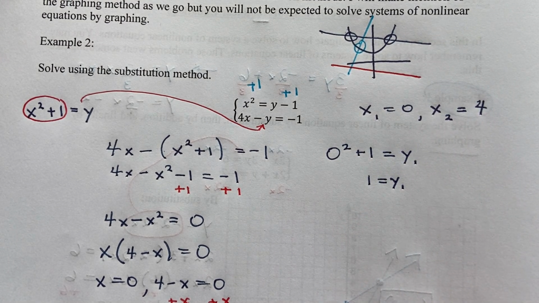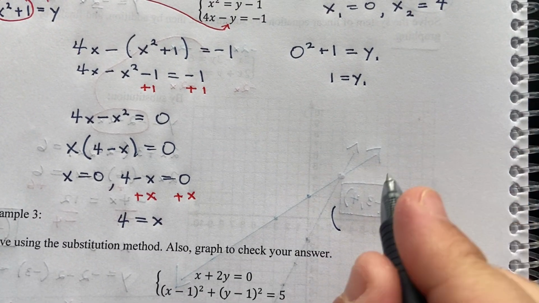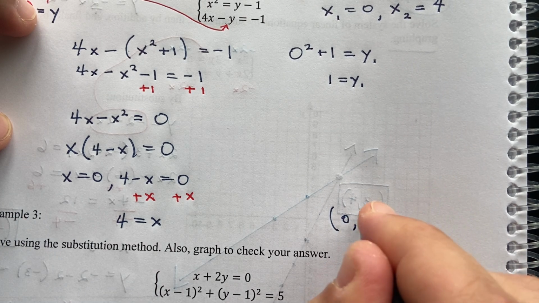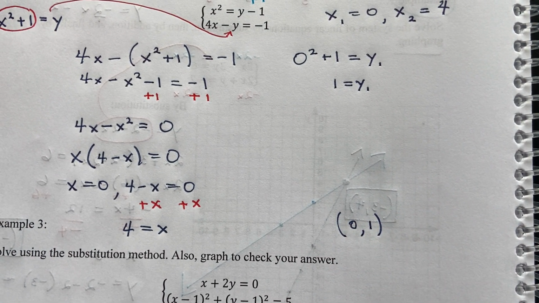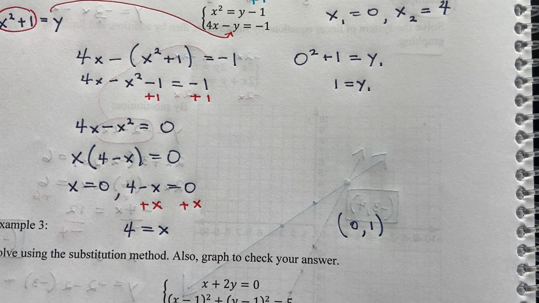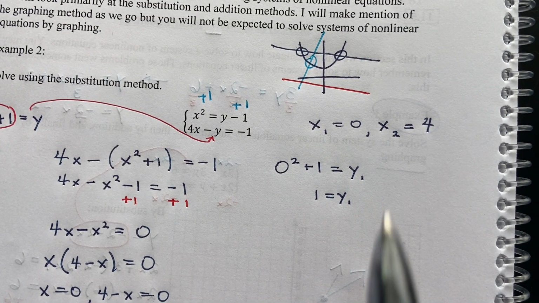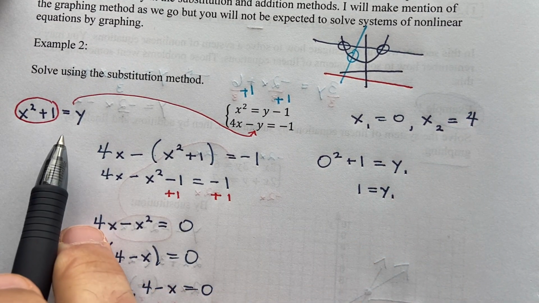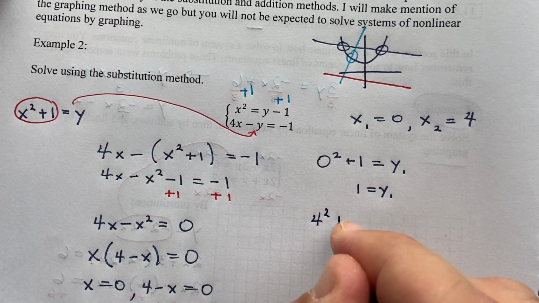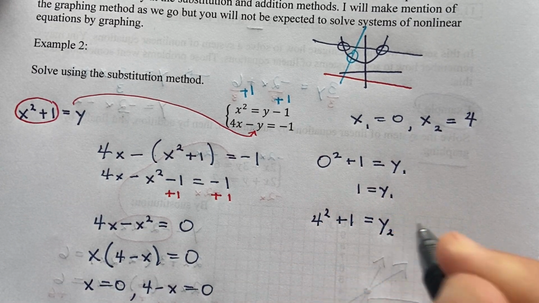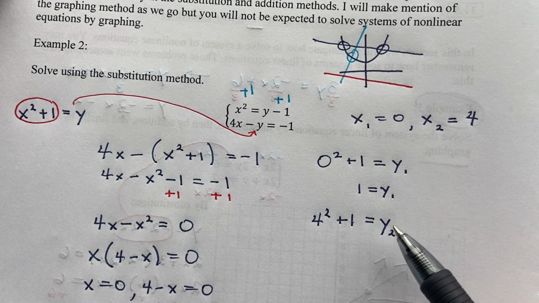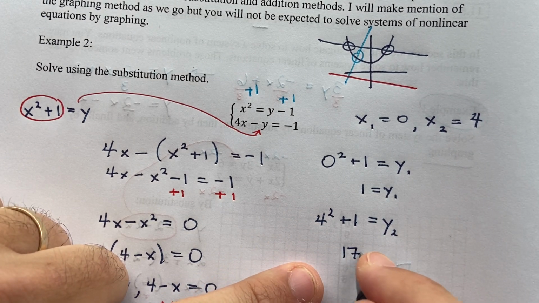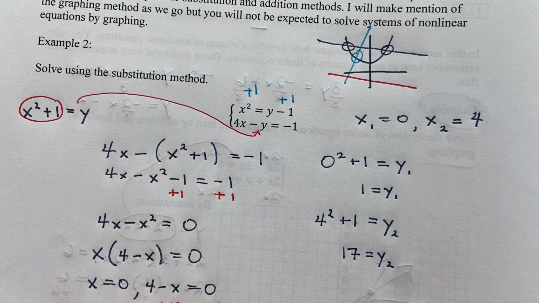So one of our intersection points, I'll just write it down here, is x equals 0 and y equals 1. So this apparently is going to be one of our solutions. We had another x, so x2 is 4. So plug that in now. So 4 squared plus 1 equals, this is y2. Since I'm plugging in x2, it's corresponding to y2. So 16 plus 1, 17 is y2.